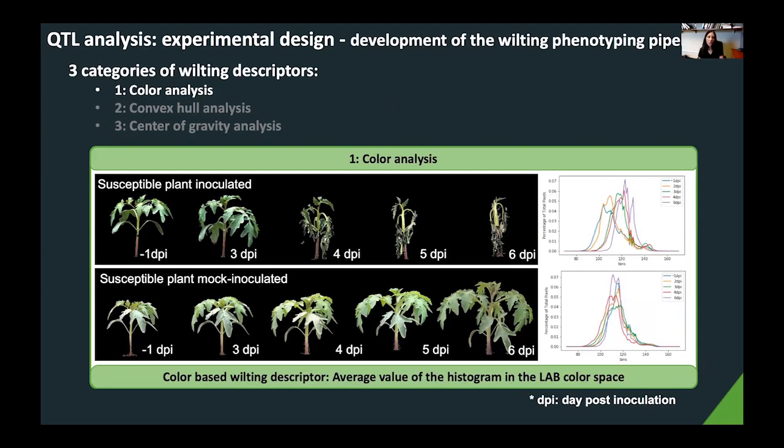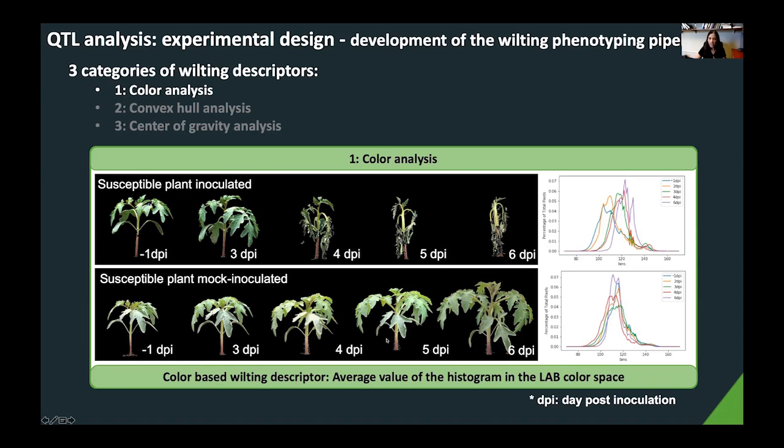And so we came up with 3 different categories of wilting descriptors. The first one that I'm showing here is based on color analysis. So here is our susceptible plant that's been inoculated. So again, from the day before inoculation, -1 DPI, through to 6 days post-inoculation. And this is our susceptible plant. This is the parent that has been mock inoculated, okay?